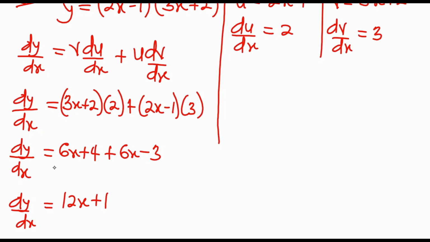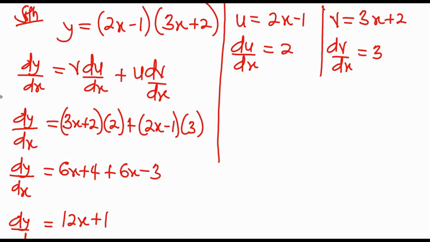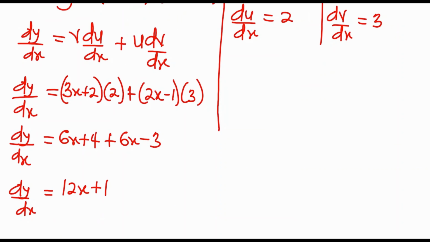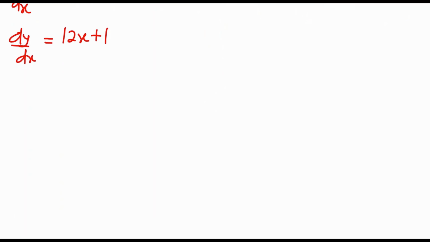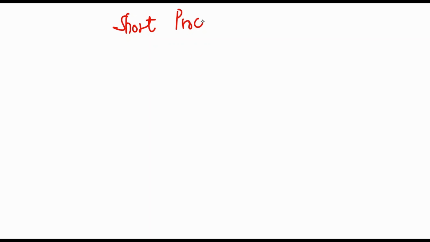So the differential of the function above, that is y is equal to 2x minus 1 multiplied by 3x plus 2, is equal to 12x plus 1. Now, the good news here is that there is a short procedure to the product rule, and let's see how best we can work it out for this question. So let me write here a short procedure.